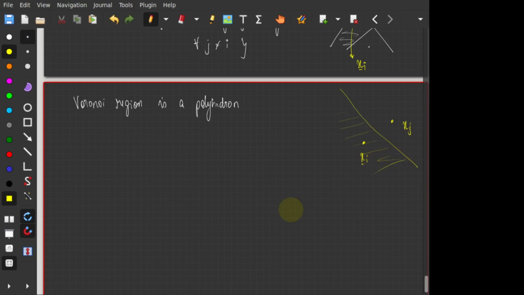How do we prove that this is a half space? Remember, we had a specific definition for a half space: the set of all x such that A transpose x is less than or equal to B. Then to show that it's a half space, you have to find A and B. Can you try to find A and B?